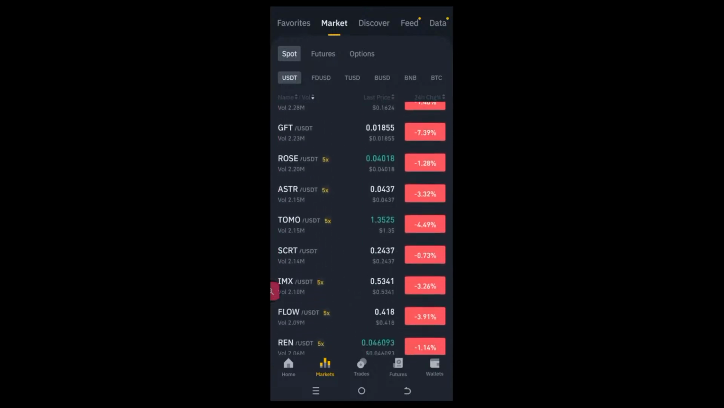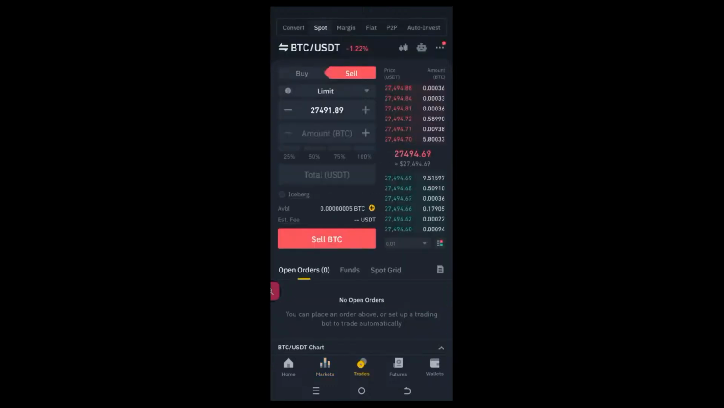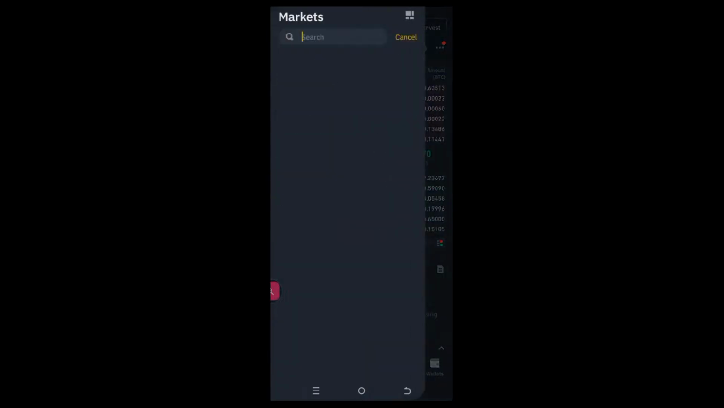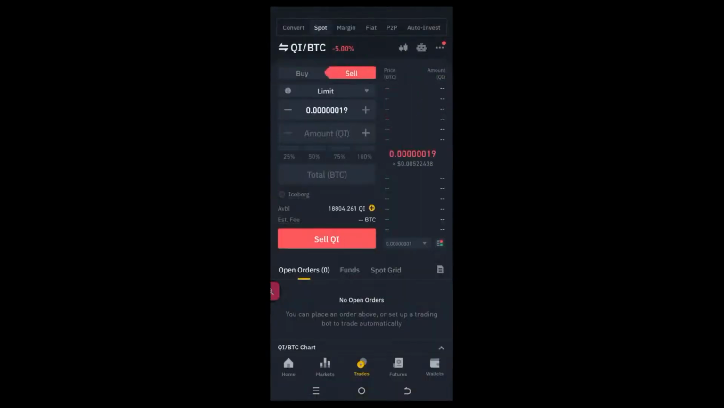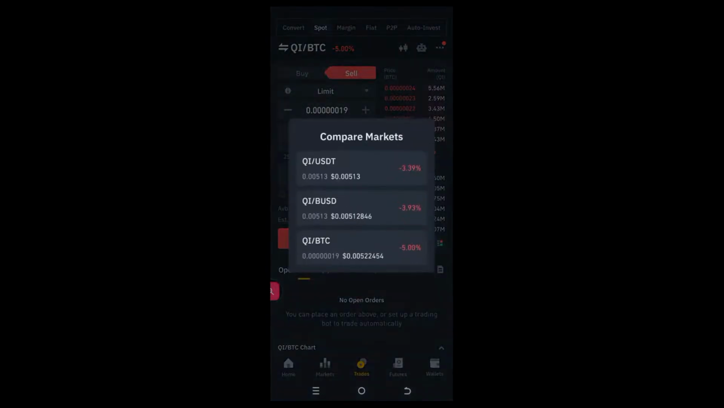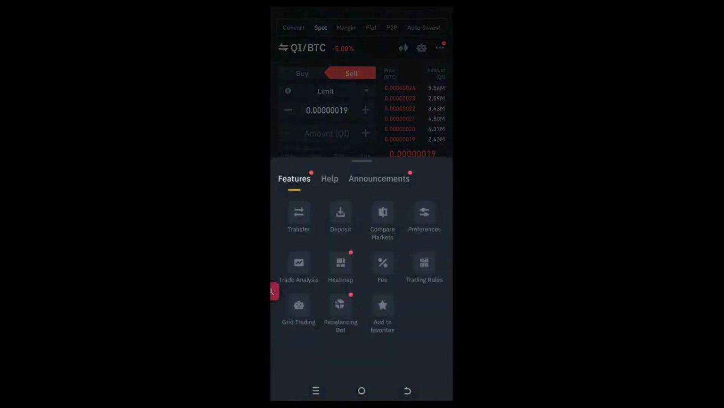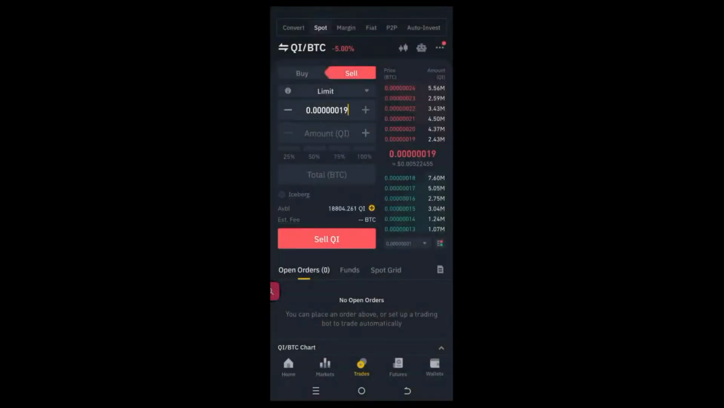It's almost 90% red. And so in that case, we'll definitely have to set a sell limit normally. We'll set a sell limit, and that's all we're going to do. So let's go and check. We're just going to have to wait. Oh no, this is QIBTC. Let's go back to QIUSDT. So we're going to set a sell limit and just wait for it to execute.